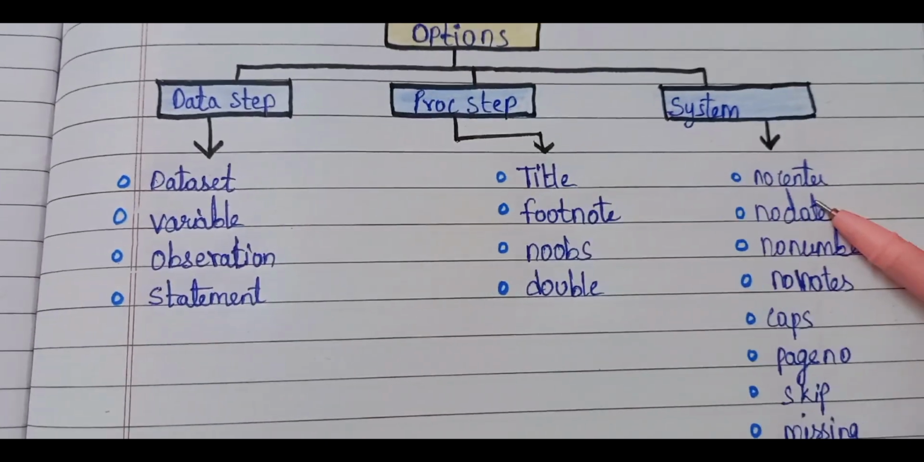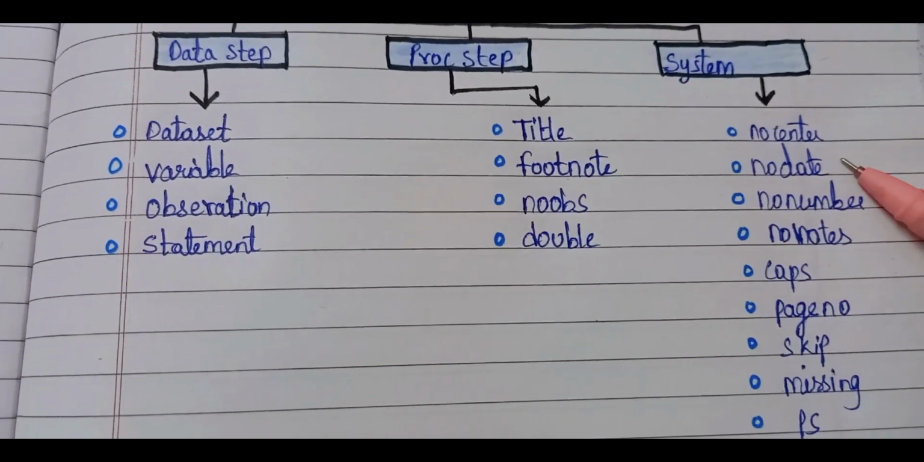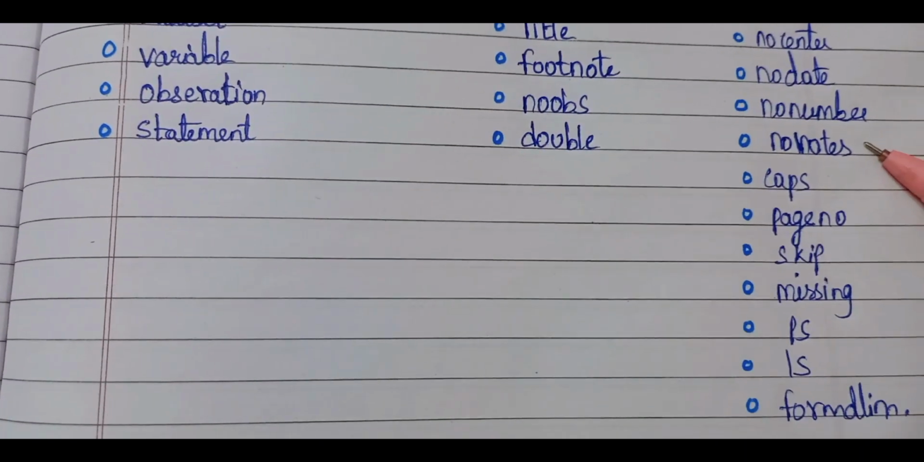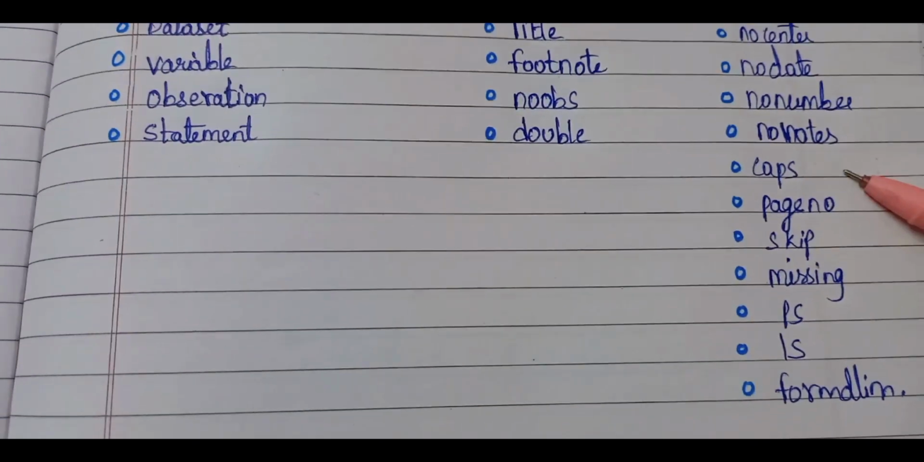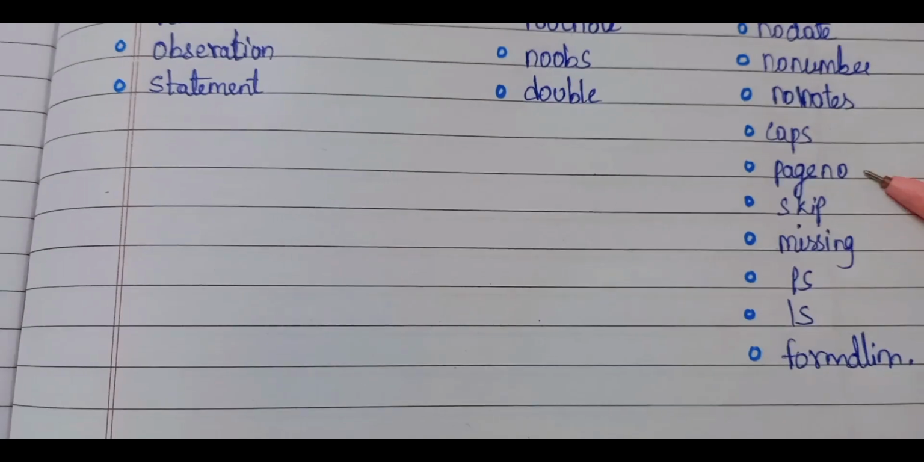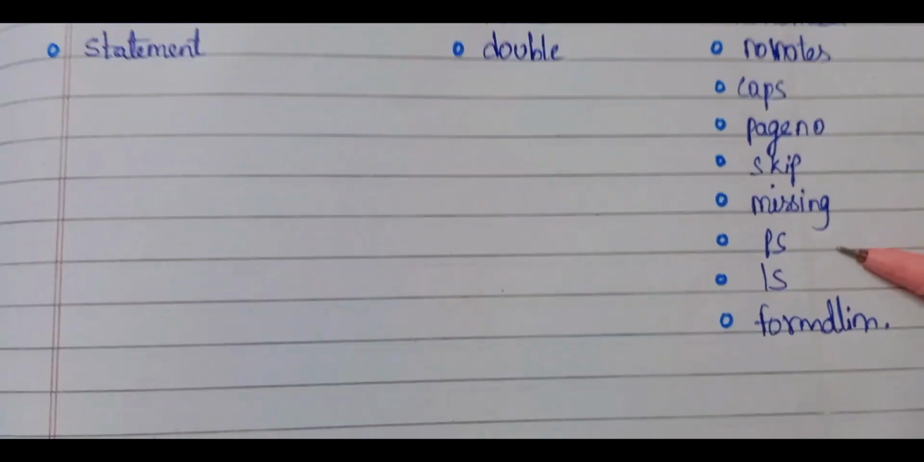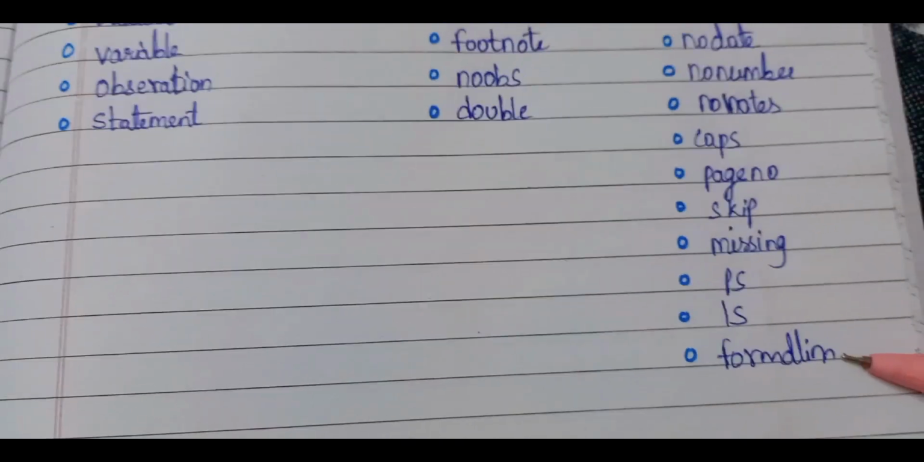Coming to system options: no center, by default it is center. No date, by default it is date. No number, by default it is number. No notes, by default it is notes. Caps, by default it is no caps. Next are page number, skip, missing, page size, line size, form DLIM.